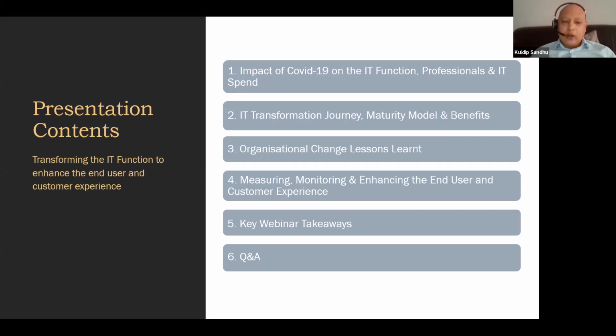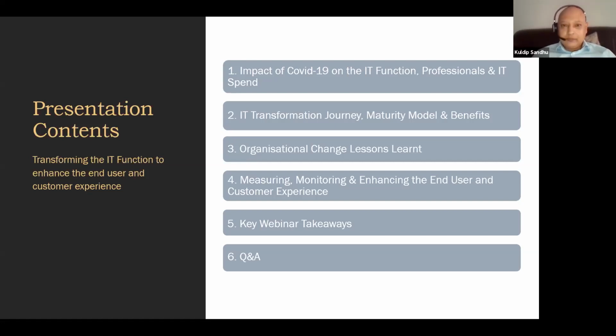And for those people who have a strong bias towards the people side of change, I'm going to be talking about some of the organizational change lessons we've learned as an organization as we've helped IT departments with their transformation journey. And that will act as a great segue to David, who's going to be talking about how to measure, monitor, and enhance the end user and IT experience using the NextThink platform. And he's got some great use cases to show us. He'll hand back to me around some of the key takeaways, and we'll get into Q&A.